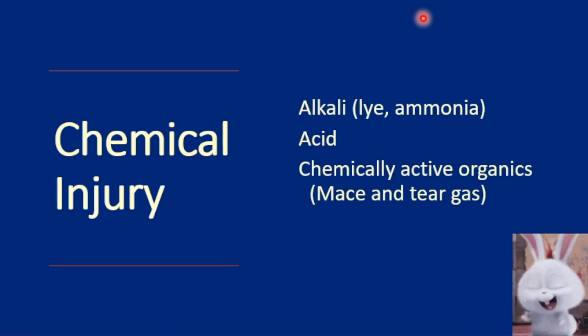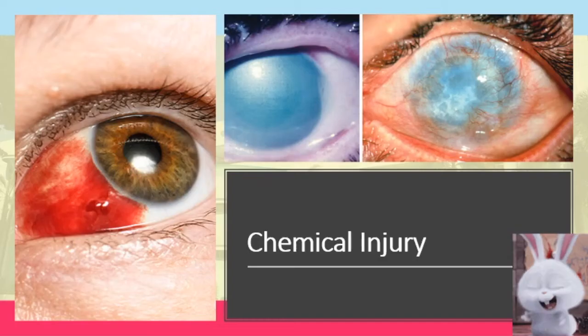And then, class, you have other substances. They mentioned mace and then your tear gas. Okay, class, your mace is your pepper spray. Okay, they can cause chemical burns. They contain chemicals that would cause chemical burns to your eye. So this may also include your other chemically active organics. So again, for your chemical injury, chemical burns, tap water. Okay, it should be running tap water that you should be using.